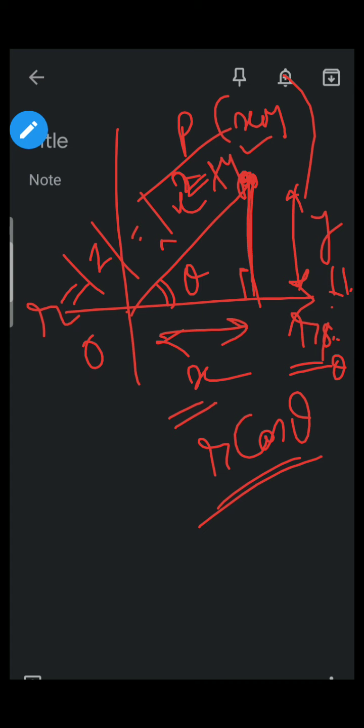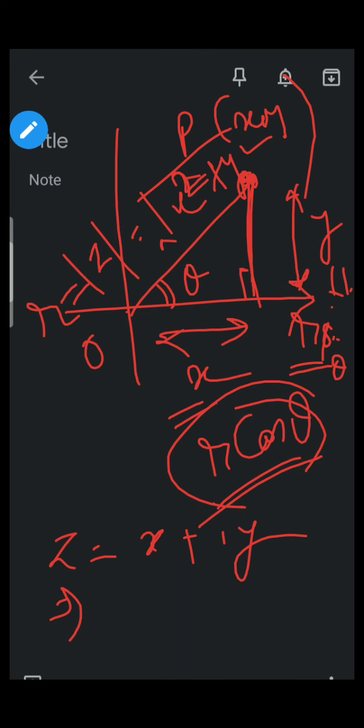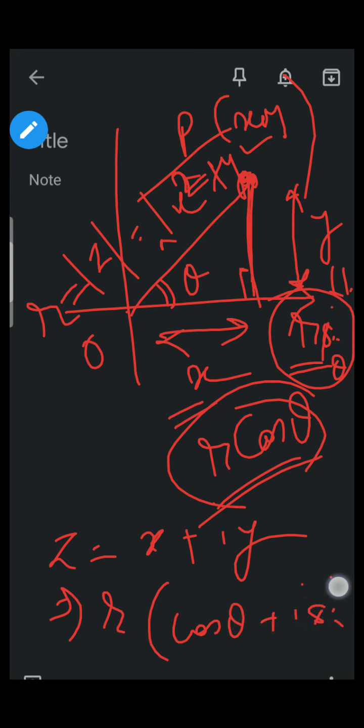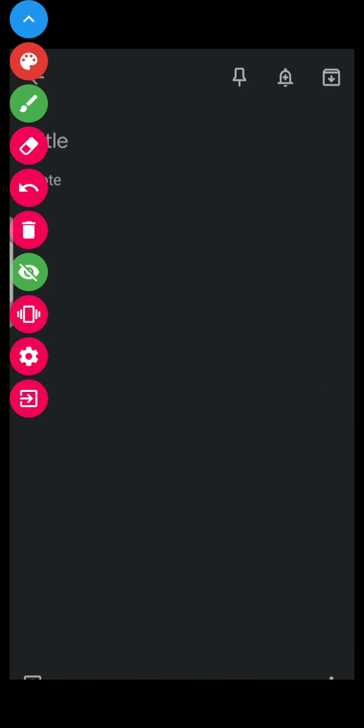Otherwise, it is known as the polar form. Okay, z, the complex number, is generally represented as x plus iy. In place of x, you will write r cos theta. In place of y, you will write r sin theta. And when you take r common, you will get what? r(cos theta plus i sin theta).